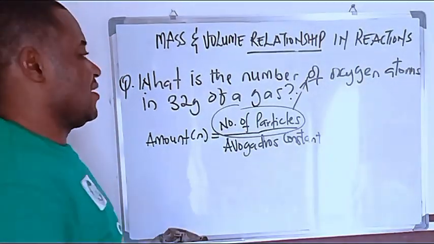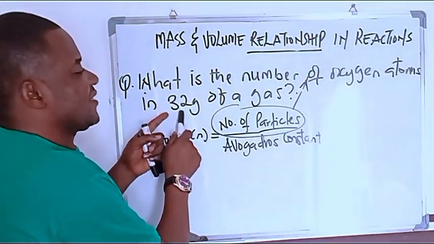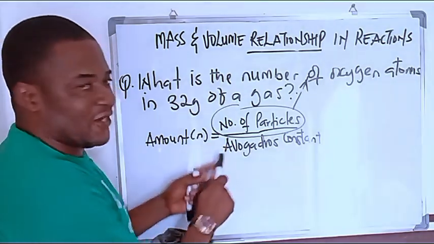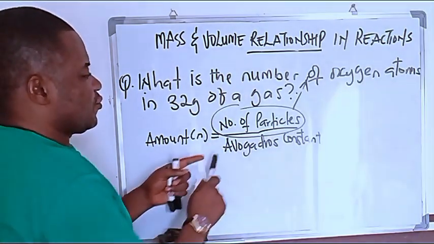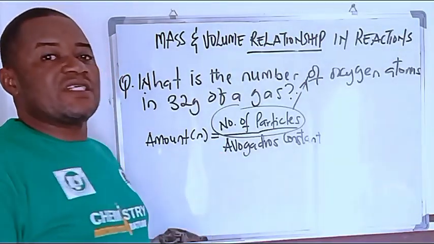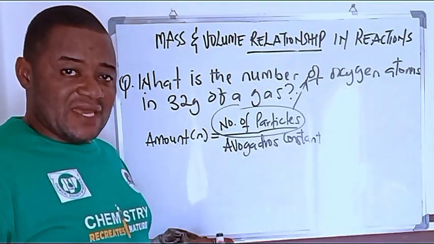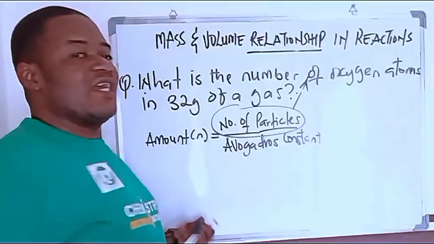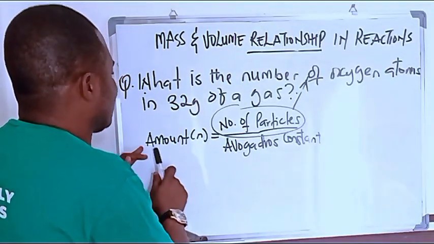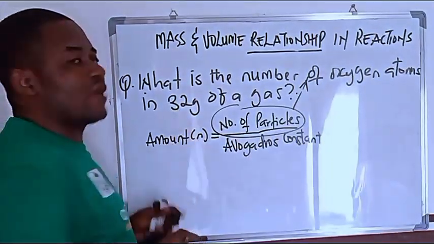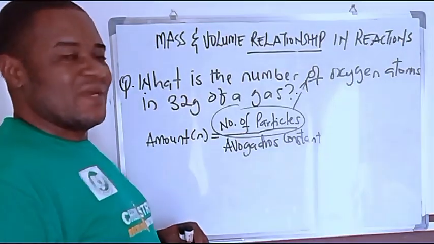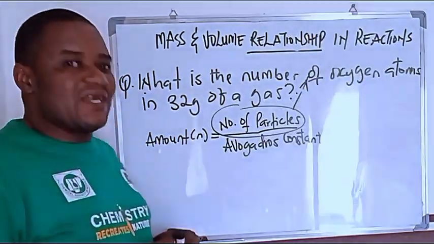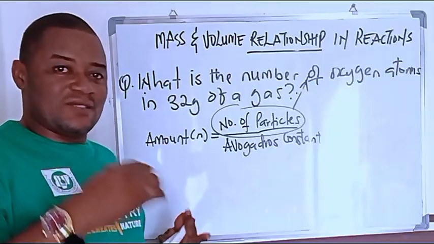But do not forget that we will not be able to utilize the 32 grams that is given to us in this kind of equation. Because fine, we will be able to get the Avogadro's constant because it is a constant. And then the number of particles is what we are calculating. But we cannot say amount is 32 grams. No, it's not correct. Because amount itself has a formula. That brings us to the second step.